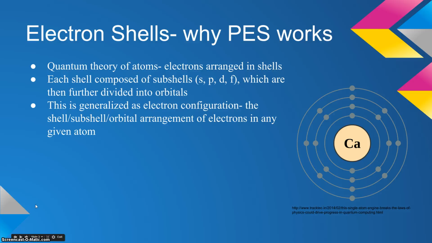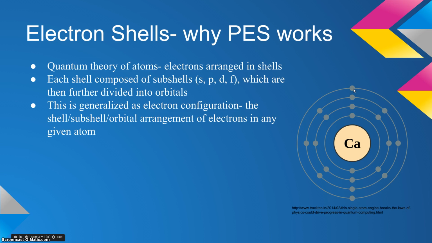So just a quick overview of electron shells and why photoelectron spectroscopy works. We know from the quantum theory of atoms that electrons are arranged in shells in atoms. They're not arranged in continuous distances from the nucleus. There's only a set amount of places they can be. Each shell is composed of subshells, the s, p, d, f, and those are further divided into orbitals, which hold up to a pair of electrons. So each electron can only exist in a particular number of specific places within an atom, in quantized levels.